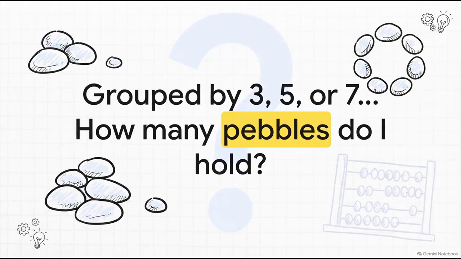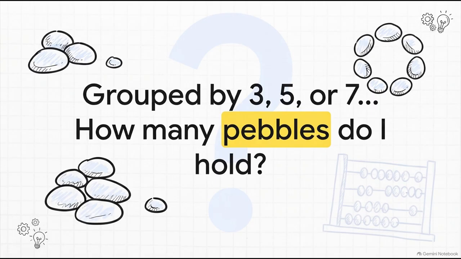Group pebbles by 3 or 5, and 1 remains. Group by 7, and perfection is found. How many pebbles are there? Let's wrap up this explainer with a classic mystery straight from the text for you to solve, using your brand new structural math skills. Imagine you've got a pile of pebbles.